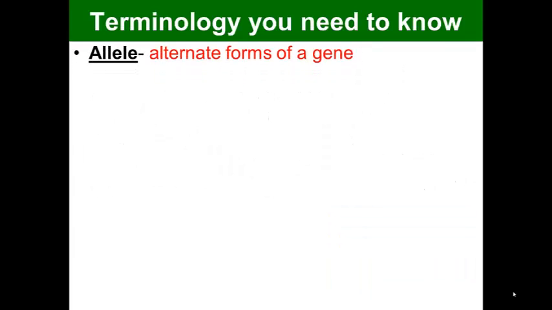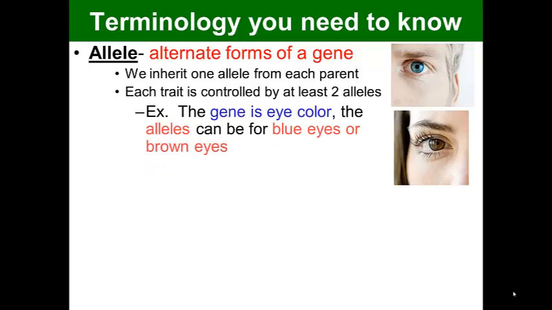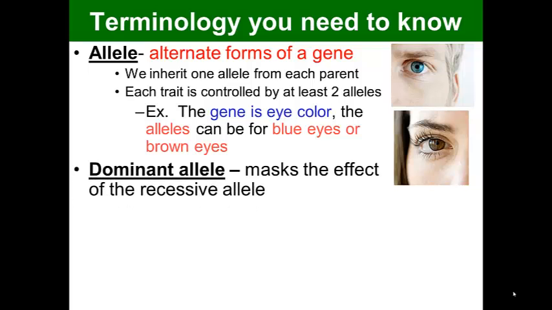An allele is an alternate form of a gene, so blue eyes or brown eyes, those are alleles. We inherit one allele from each parent. Each trait is controlled by at least 2 alleles, and most of them are controlled by more than 2. For example, the gene is for eye color, but the alleles can be for either blue eyes or brown eyes. A dominant allele is an allele that masks the effect of a recessive allele.